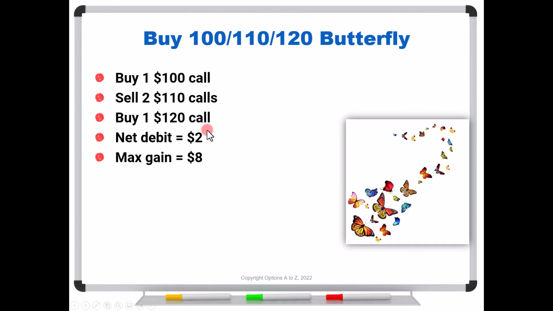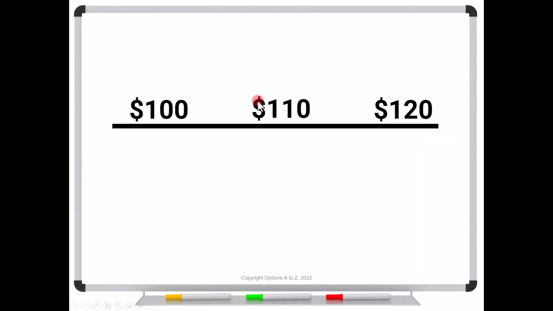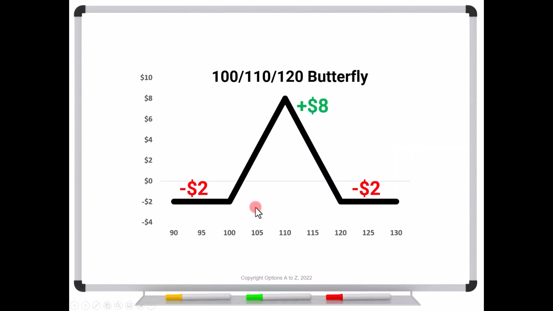But the question is, how many butterflies do we have? And most traders would say, well, a 1-to-1 ratio is one butterfly. That's one way of looking at it, but there are better ways, more complex ways. So for instance, here's the 100, 110, 120 strikes. Let's say we buy the 100, sell two of the 110s, and buy the 120, this is the resulting risk graph. There's our bend at 100, there's our two short 110s, and here's the long 120. We paid $2 for it, maximum gain is 8. That's what we just saw.